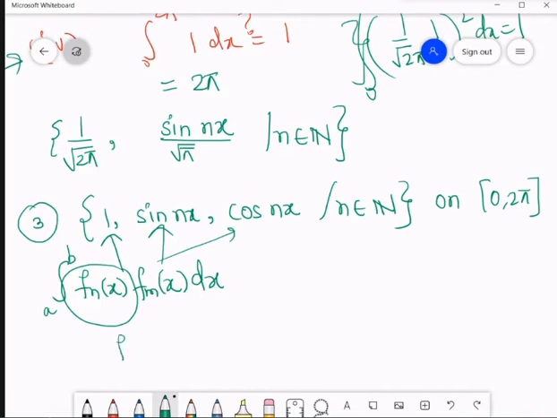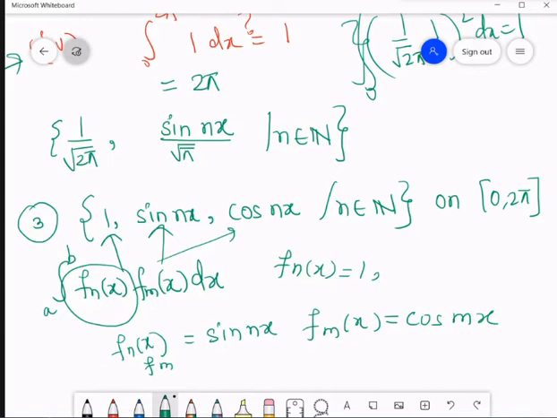Now the other one: if my fn happens to be sine nx, and my fm x is nothing but cos of mx. That is one combination. What is the combination that we have to check? If I take fn equal to 1, and for fm I have, once the sine term and once the cos term. I hope I am making sense to you. That is done. This 1 I have taken with this one as well as this one, and 2 I have taken with this. I am done. These are the three integrals that I have to check.